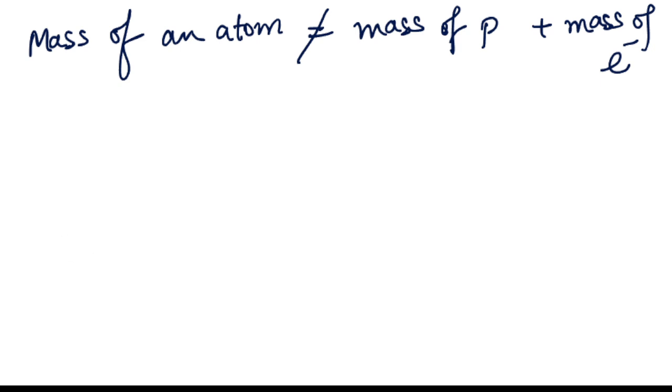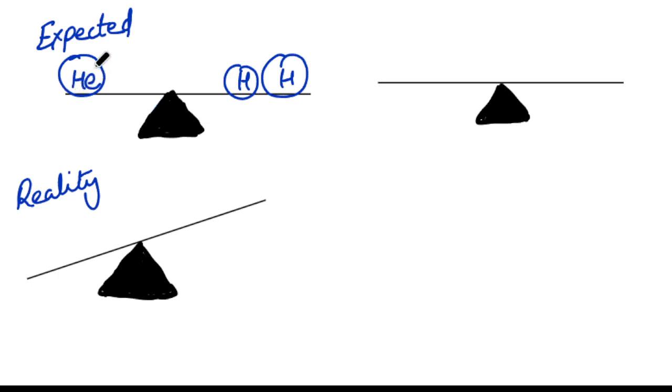Okay. So basically, how they did that experiment, it was not happening like that. All right. So the mass of the atom was not equal to the mass of the proton. So for example, hydrogen has one proton and helium has two protons, right? So according to this, the mass of helium should be 2 and the mass of hydrogen should be 1, right? So if we are keeping helium over here, it will be equal to 2 hydrogen atoms, right? Because the hydrogen proton number is 1, correct? So this is the expectation.